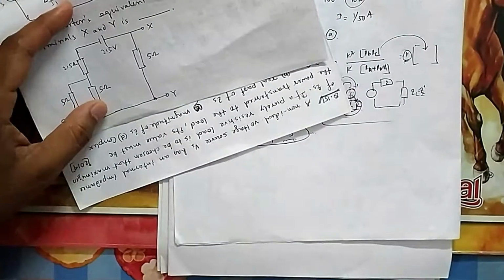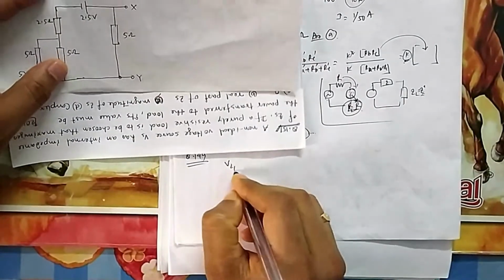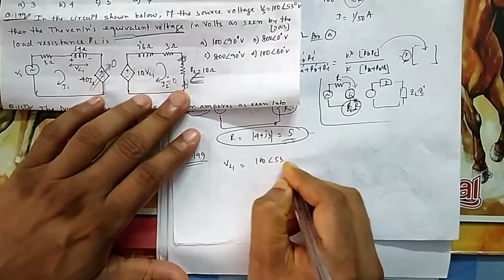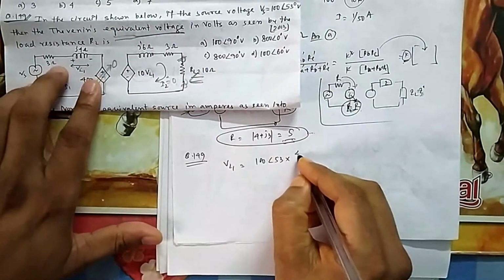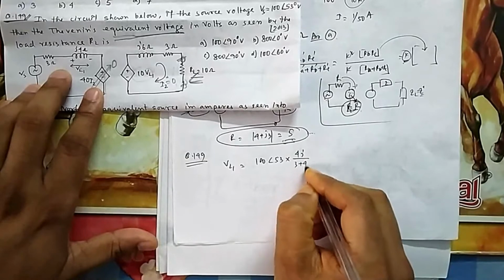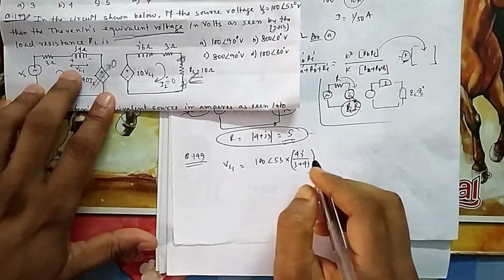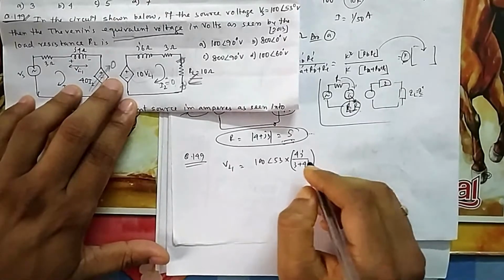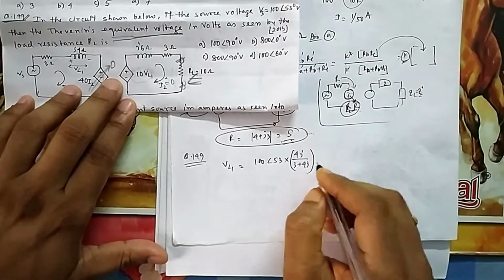So if we apply this logic here, your VL1 is equal to, what is your Vs given? Vs is 100 at an angle of 53. It will be divided into these two, that is 4j divided by 3 plus 4j. Again I am saying, polar to rectangular conversion, be very careful. You will not find it directly in the on-screen calculator in the exam. So you have to practice it so that it becomes easy for you.